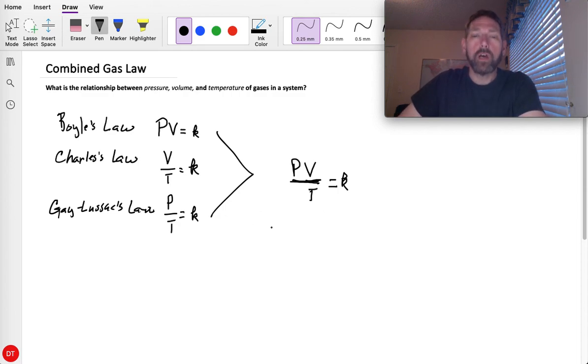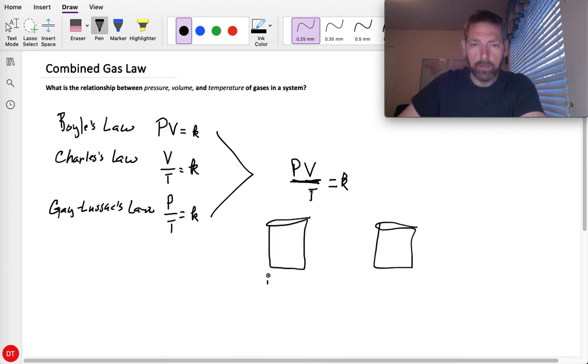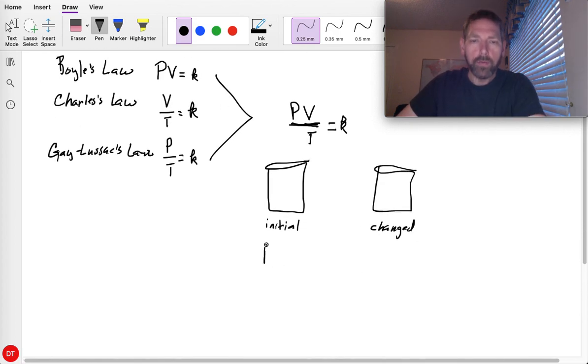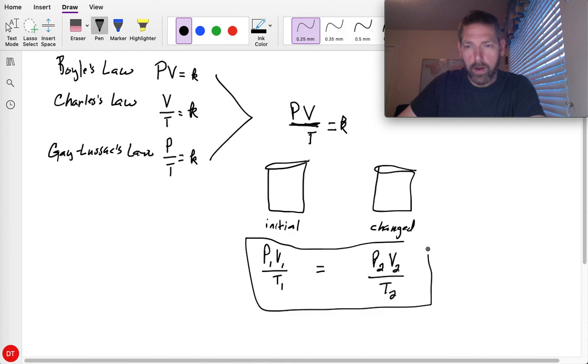All right. So now let's think about this. If we have a system, we have our initial, and we have our change system, then that means we have P1 V1 over T1 must be equal to P2 V2 over T2. And right there, there's our combined gas law.